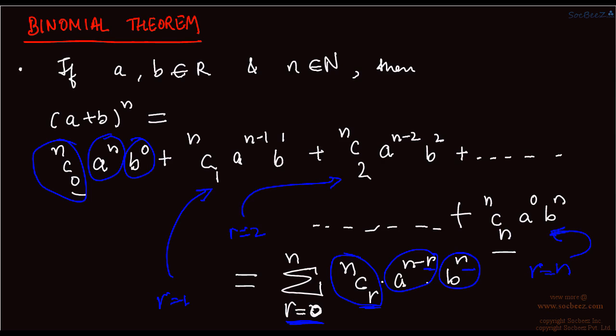So this can also be written as the summation of nCr, a to the power n minus r, which is the first term, b to the power r, which is the second term, and r will be summed from 0 to n. So this is something you have to remember.